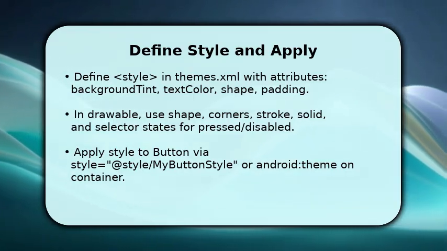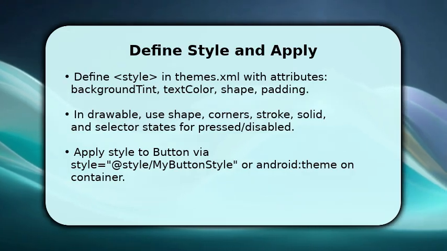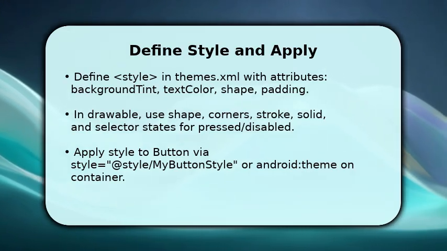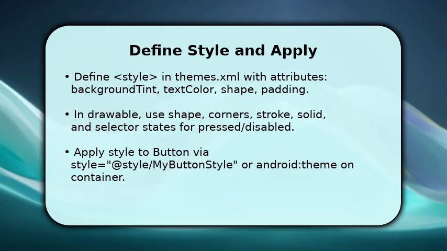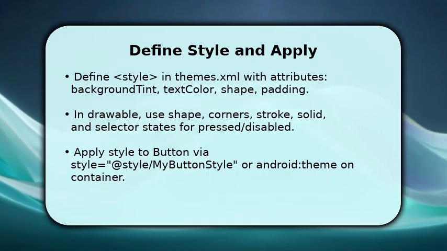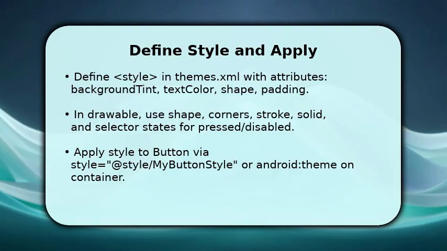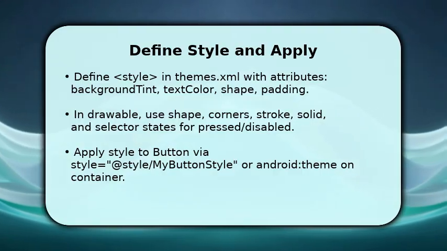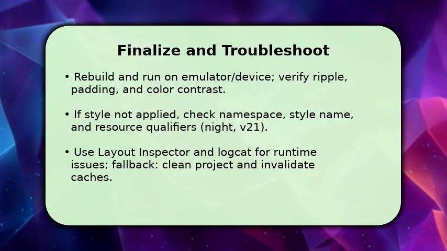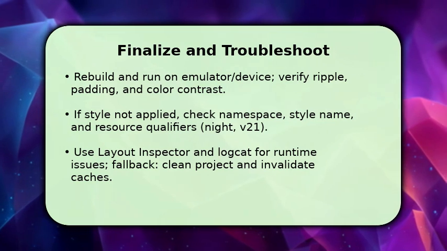Once defined, apply the style to your button elements or to a parent theme attribute. This centralizes changes and keeps XML tidy. Make sure to rebuild so attribute references resolve correctly. You finish by rebuilding the app and testing on a device to verify ripple effects, padding, and accessibility contrast.